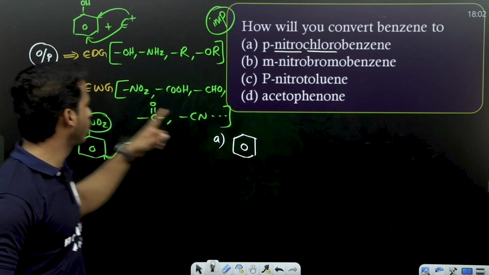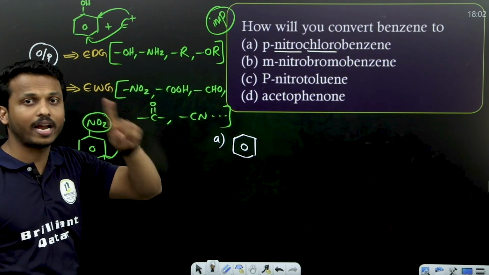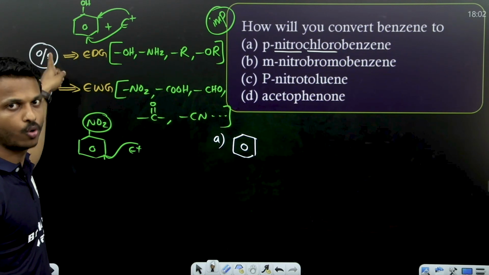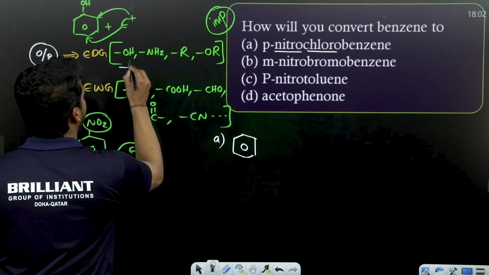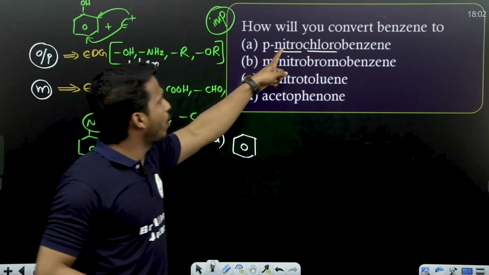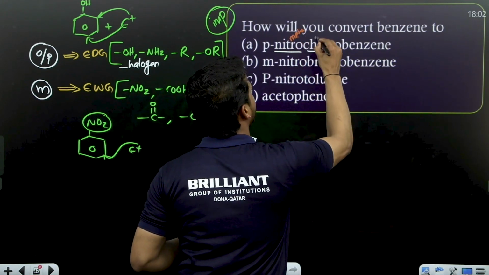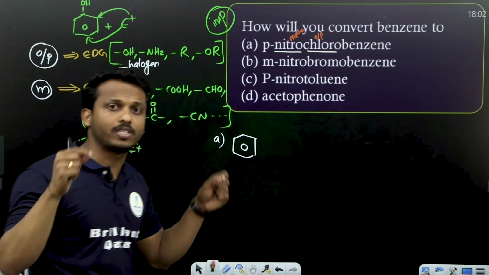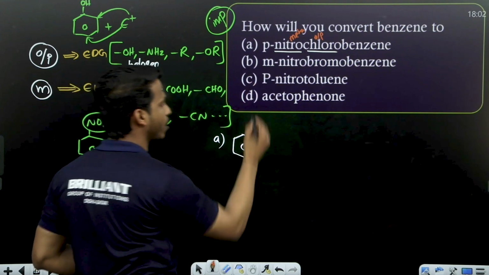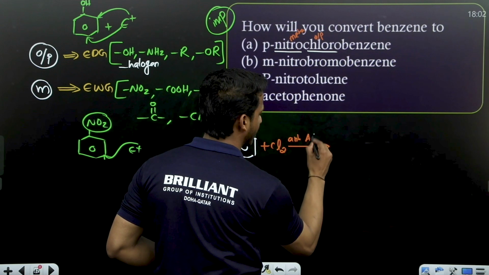Nitro, chloro. As I told you, nitro is which one? Meta-directing. Chlorine is a halogen, right? They're all halogens, and halogens belong to the ortho-para directing group. So nitro is a meta-directing group. Chlorine is ortho-para. So among those, the ortho-para one, add first. Then only you will get the para product. So let me add chlorine first. How to add chlorine? Cl2 with anhydrous AlCl3.